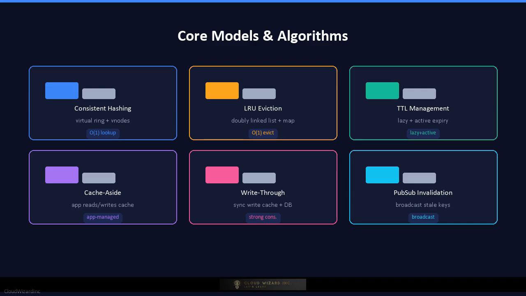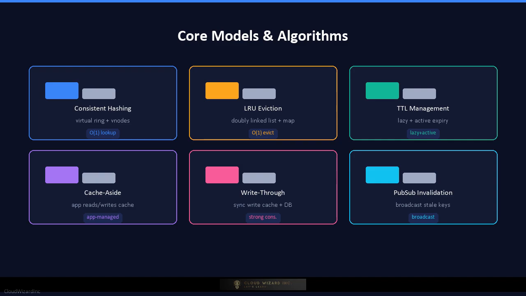The core models and algorithms. Consistent hashing maps keys to nodes on a virtual ring, minimizing key redistribution when nodes join or leave. Virtual nodes ensure even load distribution by assigning multiple positions on the ring to each physical node. The LRU eviction policy uses a doubly linked list combined with a hash map to achieve O(1) access, insertion, and eviction. LFU eviction uses a frequency count with a min heap or frequency buckets.